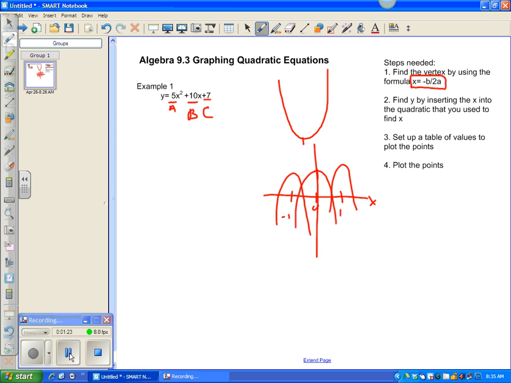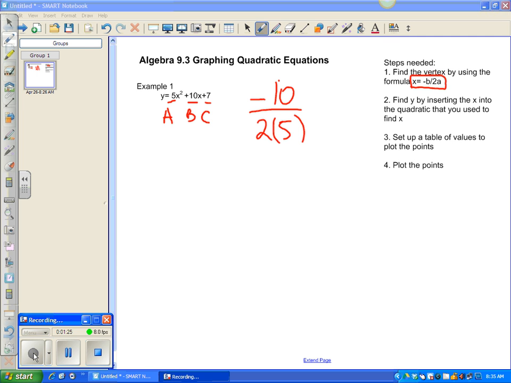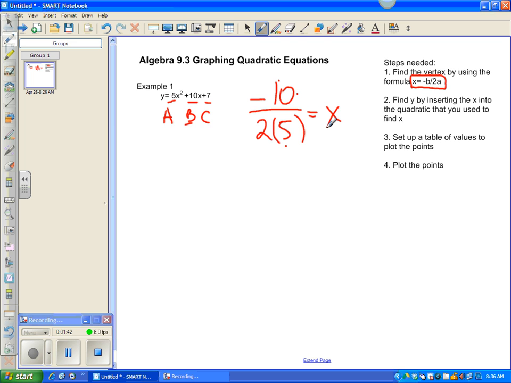Let me erase this. Now, in this case, b is 10, so I put it right up here, and a is 5. Remember, I have to add the negative because there's a negative b there. What I end up getting for x of my vertex is -10 over 10, because 2 times 5 is 10. And 10 divided by 10 is 1, which really gives me a -1. So the x of my vertex, in this case, is -1.